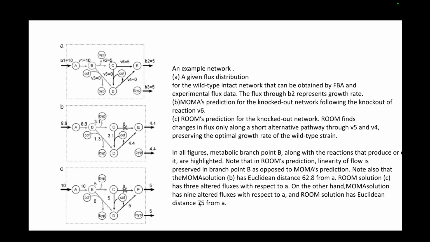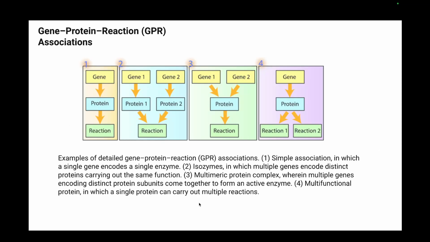So, yeah, this is an example of the difference in how both of them work. Okay, so next comes the concept of gene-protein-reaction associations. This is a simple association where a single gene influences a protein, which influences a reaction, or it can be of this form as well.